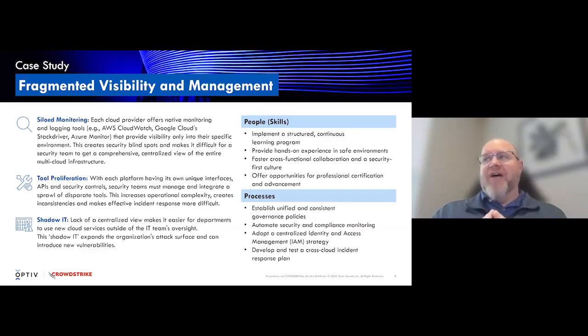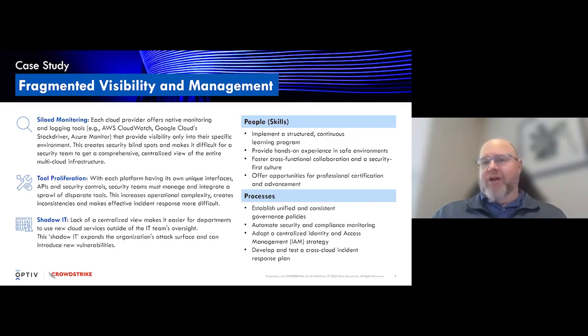We also need to provide them hands-on experience in these cloud environments. It's not just enough to send them to training. They need to have a sandbox to begin to learn and exercise those skills. We need to foster cross-functional collaboration across IT, security, and dev to make sure that we're prepared to respond. And we want to offer opportunities to our staff for professional certification and advancement.